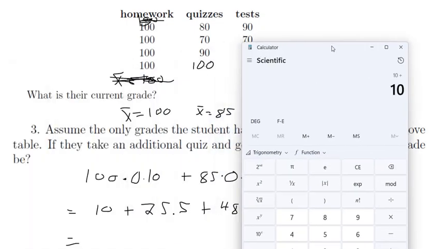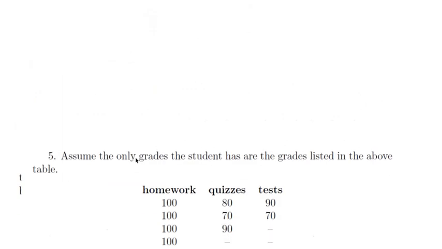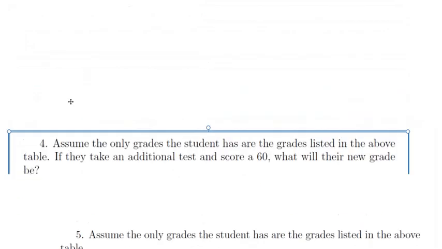So 10 plus 25.5 plus 48, so that's an 83.5. Their grade is now an 83.5, went up by 1.5 points. Let's see what else we got here. That's question 5, we'll get to that.